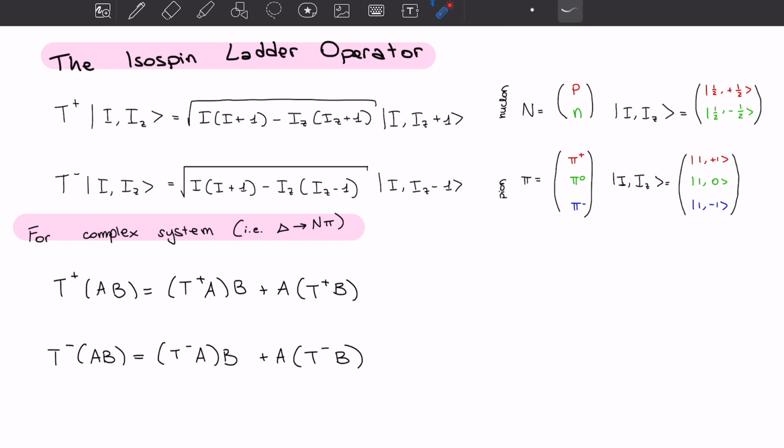For more complex systems, such as, for instance, a delta particle decaying into a nucleon and a pion, which are the two particles over here, this is a more complex system. So for the plus operator, if we want to go up in projections, we will apply the plus ladder operator on the first particle, in this case the nucleon, times the second particle, in this case the pion, and then plus the first particle, the nucleon, times the ladder operator plus applied onto the second particle.